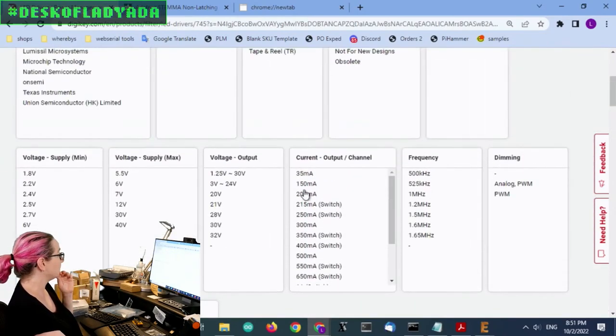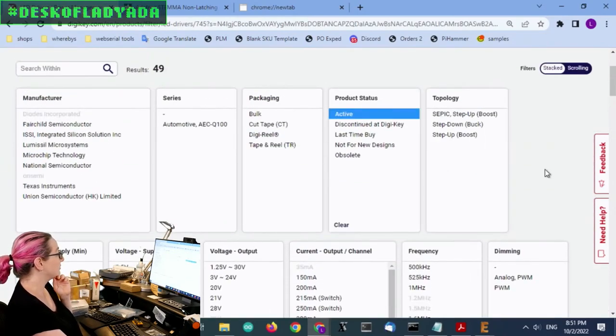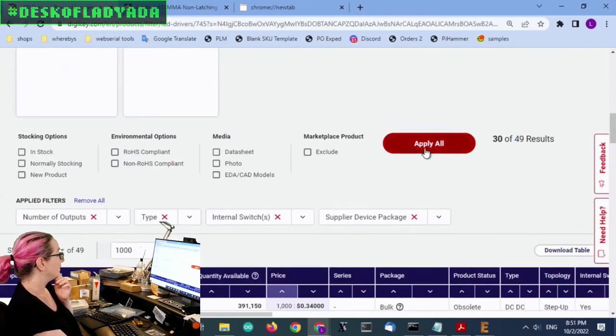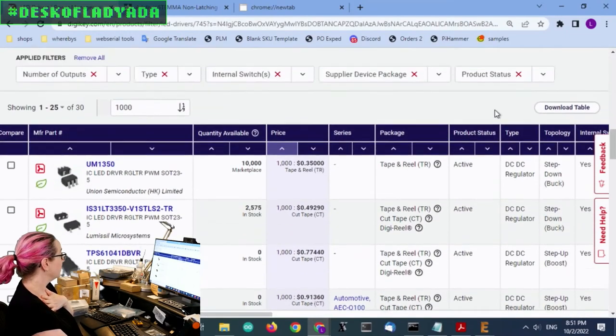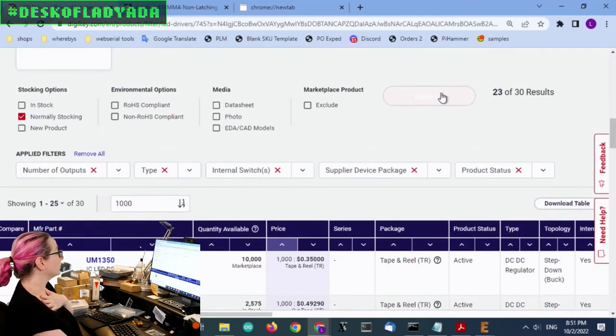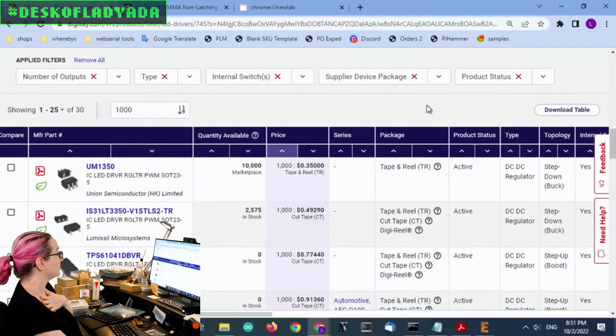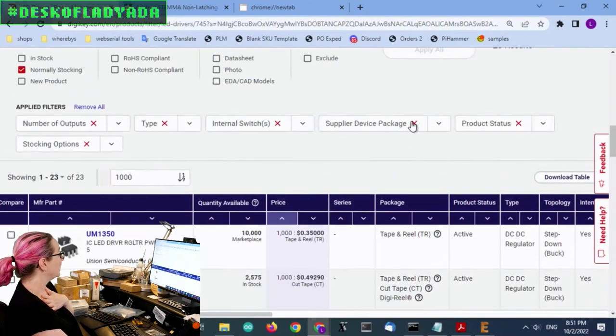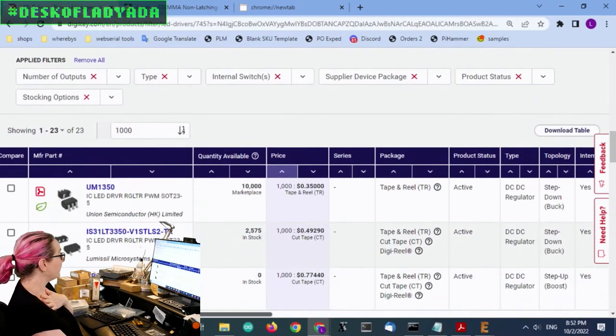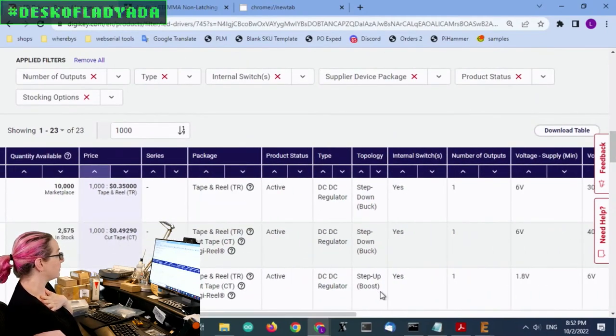So let's only look at active. And that'll cut it down like half. So only 30 options now. I also want to look for normally stocking only, because some of these are not available. I don't mind if it's marketplace. That's okay. One thing I'll note is a few of these are step down.